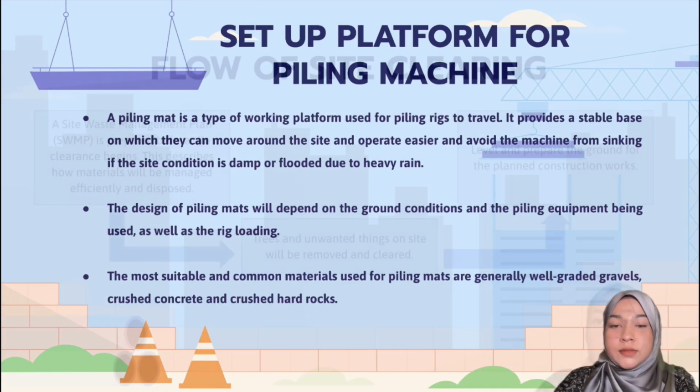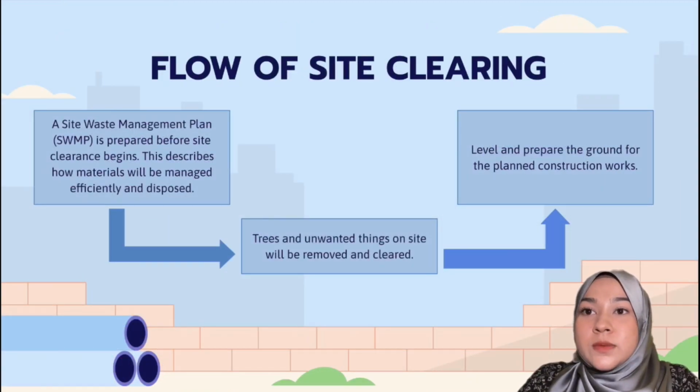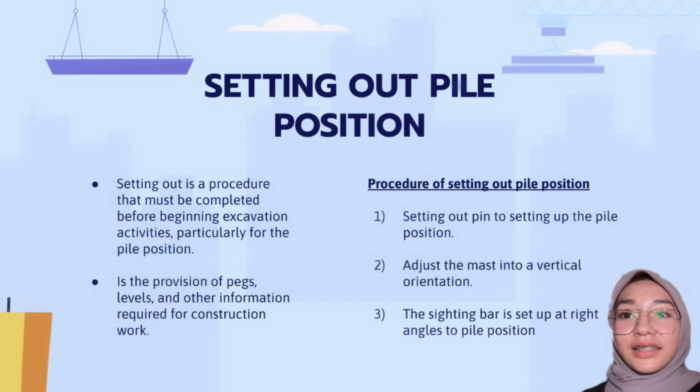For site clearing, a site waste management plan is prepared before the site clearance begins. Next, trees and unwanted things on the site will be removed and cleared, and the ground is levelled and prepared for the planned construction works. Setting out is a procedure that must be completed before beginning excavation activity.